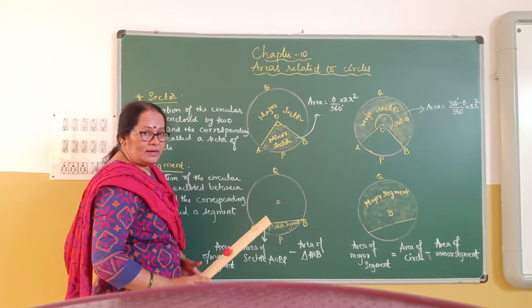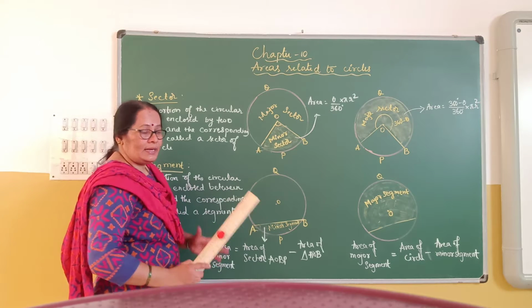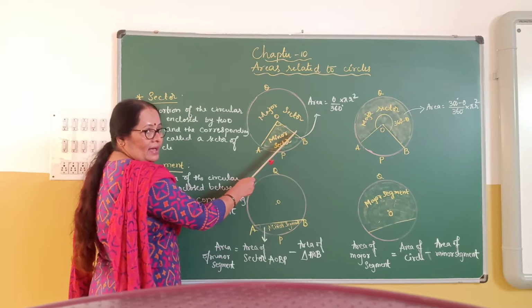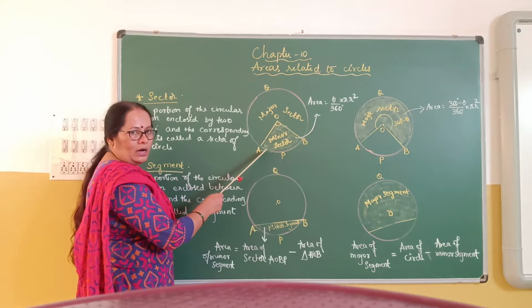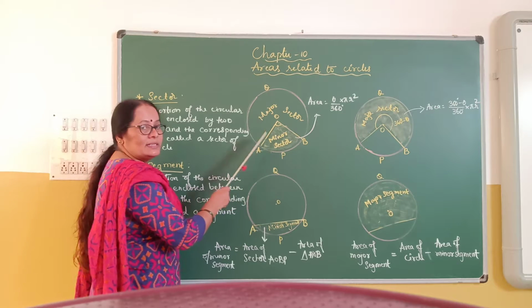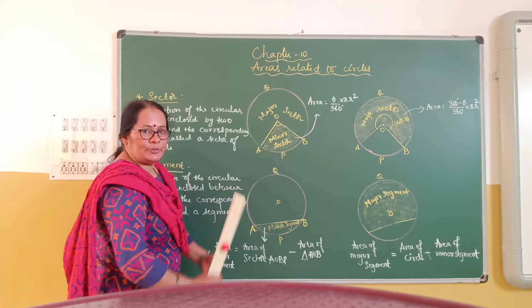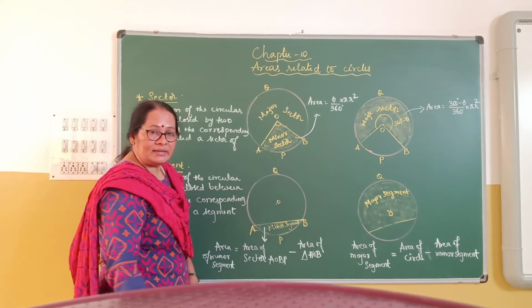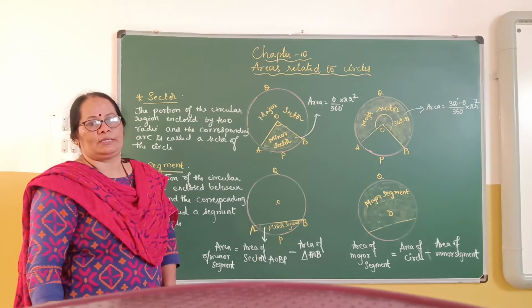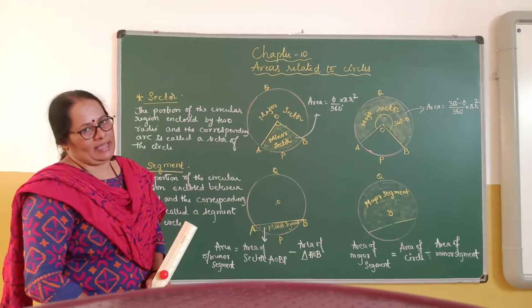Sector is the region enclosed between two radii and the corresponding arc. So this is called a sector. The smaller portion is called the minor sector and the larger portion is called the major sector.